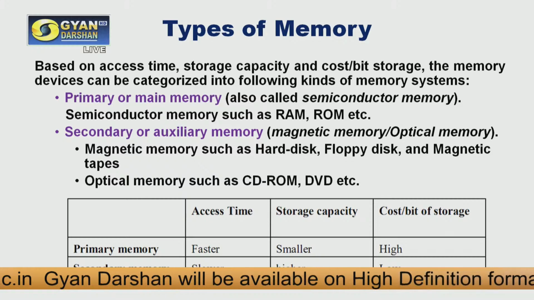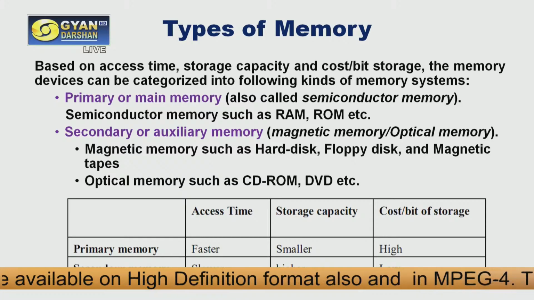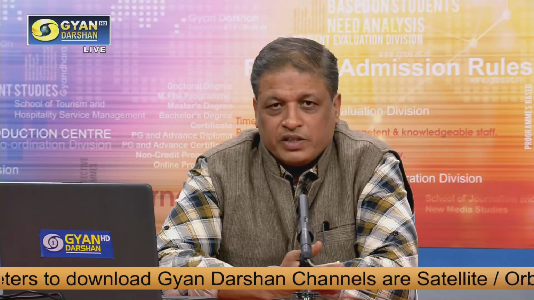So CD-ROMs and DVDs are all classified into the category of the optical disk, which is a class of the secondary memories. But nowadays we are frequently using flash memories, that is your pen drives. We are using external hard disks, which are extensively used as secondary storage devices.